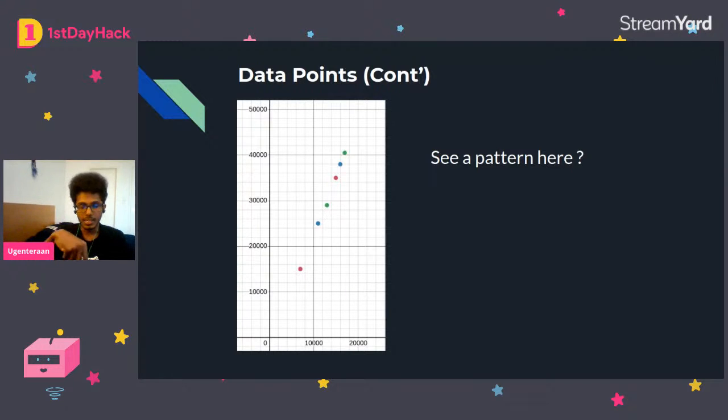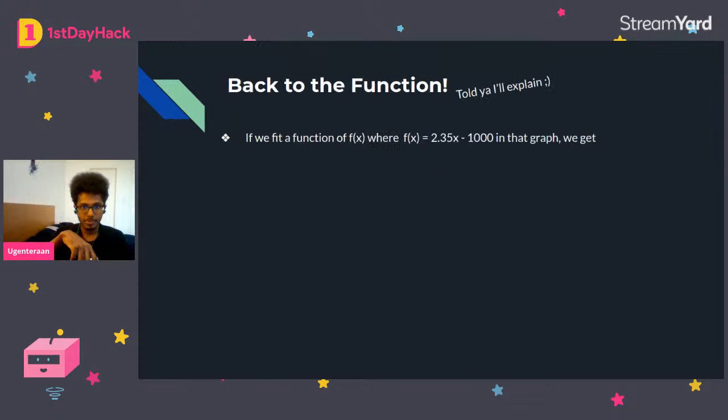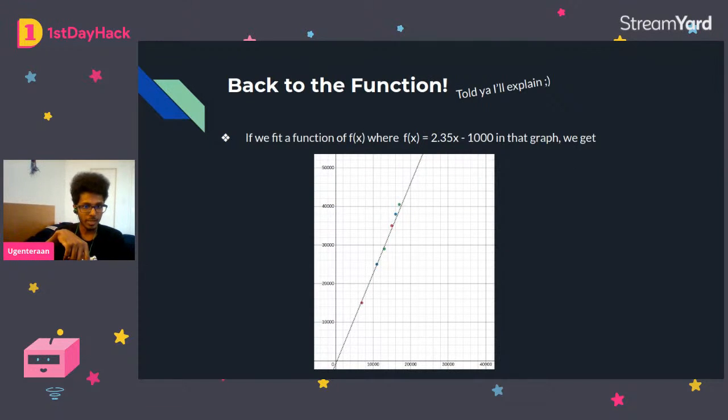What can we do with these data points? That's the question now. So now we go back to the functions that I first introduced earlier to you. You see, if we fit a function f of x as written there, 2.35x minus 1000, we get that kind of line over there in the graph. It's not perfectly fitted to all those data points, but it's quite close enough, right?